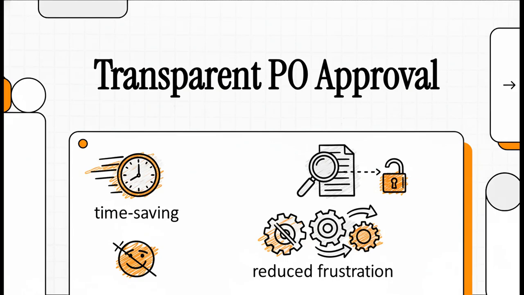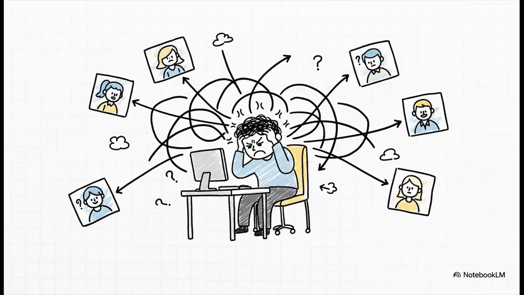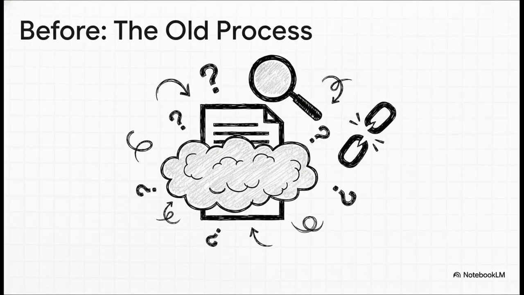Ever feel like your purchase orders just disappear? Well, this new feature is definitely for you. You know the feeling. You hit submit on a requisition, and then crickets. Where did it go? Let's be real. The old process was just a super frustrating waiting game, wasn't it? It was a maze of emails and phone calls just trying to figure out who to bug next.